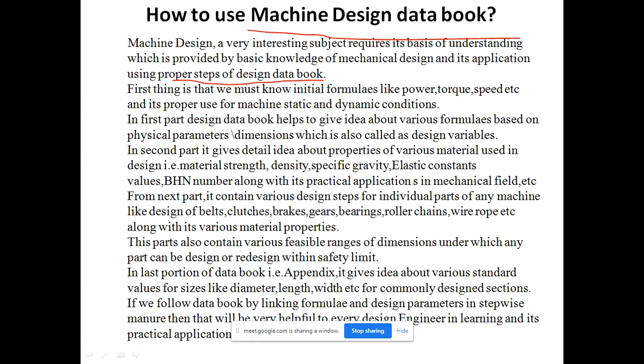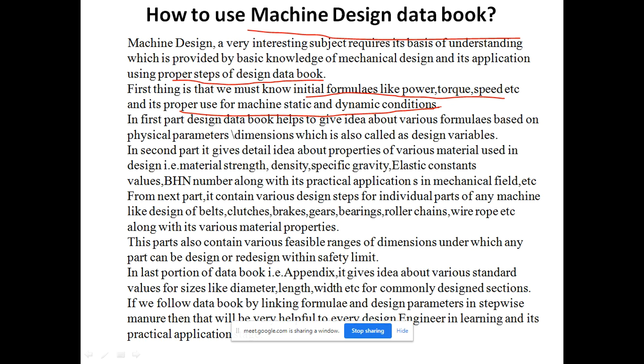So all those items you can collect from the design data book. The first thing is that we must know the initial formulas like power, torque, speed, etc., and their proper use for machine static and dynamic conditions. Under dynamic and static conditions, we are all aware of torque, power, speed, stability, all those items. So be very much aware of engineering mechanics.